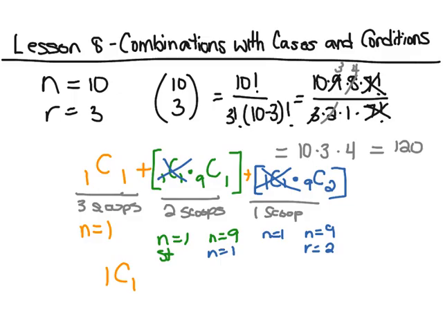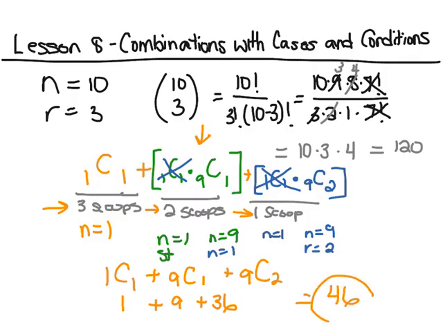Do not multiply them like in here. You're multiplying them in here because this multiplies the number of options within one condition. When we have multiple conditions, such as 3 scoops, 2 scoops, and 1 scoop, you have to make sure you add these together. So we have 1C1 plus 9C1 plus 9C2. And if you type these into your calculator to make it a little bit faster, we have 1 plus 9 plus 36, which makes a grand total of 46 different options if you want to have at least 1 scoop being strawberry, because it's delicious.